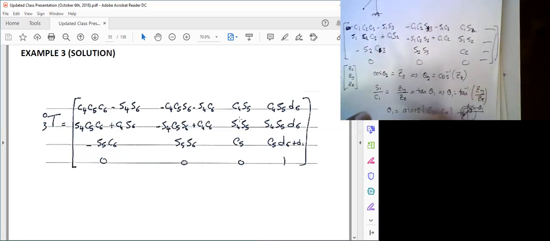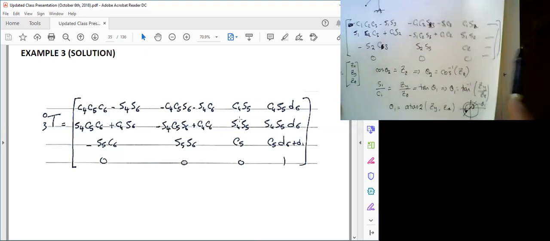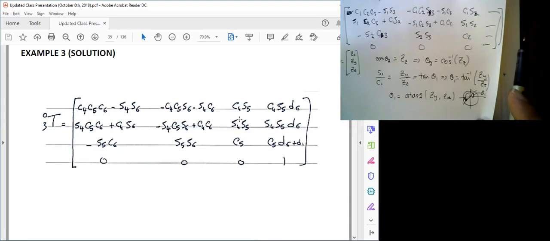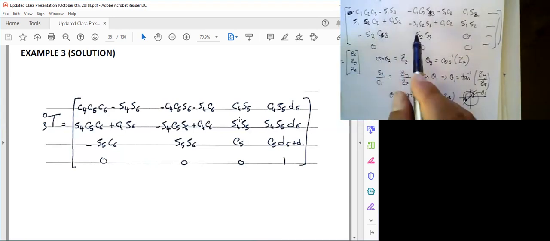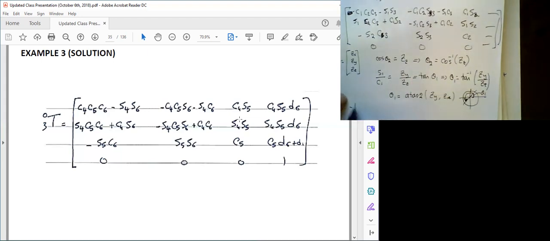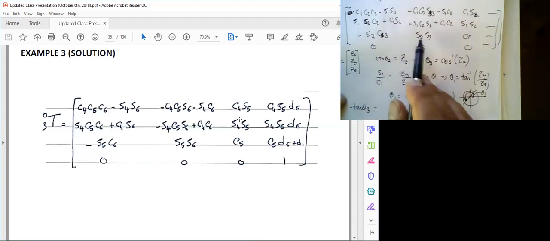How can I find theta 3? If I divide this guy over this guy, I can get tangent theta 3. So what I'll do is divide this guy over this guy, and I'm going to end up with minus tangent theta 3. You guys agree? Sine theta 2 and sine theta 2 will disappear. Sine over cosine is minus tangent theta 3.